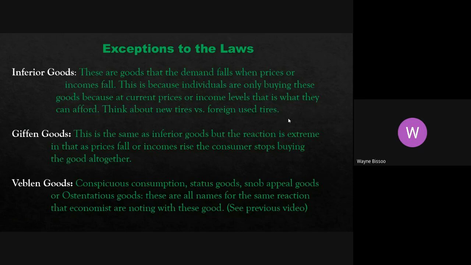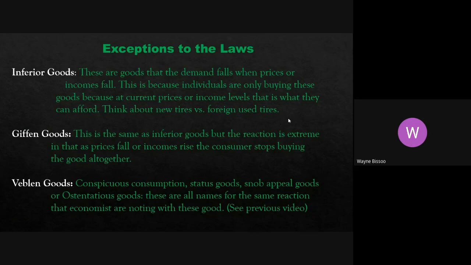Making sense? So if you were buying foreign used tires all the time, because of a fall in price of the foreign used tires, you might decide, okay, listen, the new tires might work out better for me. Or if you have an increase in your income, you're going to buy less foreign used tires and more new tires because you're going to get better value. That make sense? So those are inferior goods.